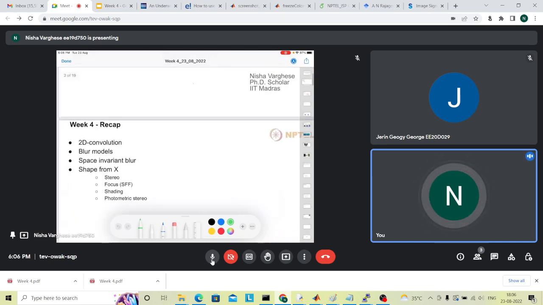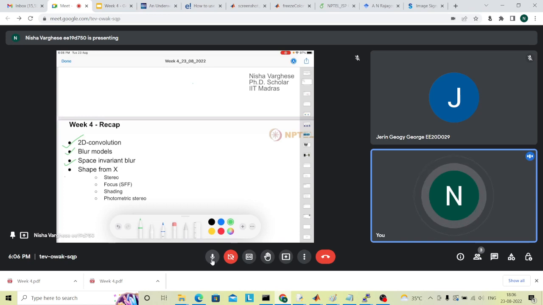First one is 2D convolution. So 2D convolution introduction was done in the last week, week 3, and after that 2D convolution equations and the concept of doubly circular and block matrices are explained in week 4. Then we have different blur models. Mainly two types of blur models are explained. First one is the pillbox model and the second one is the Gaussian blur model. And the third topic was space invariant blur and about space variant blur also.